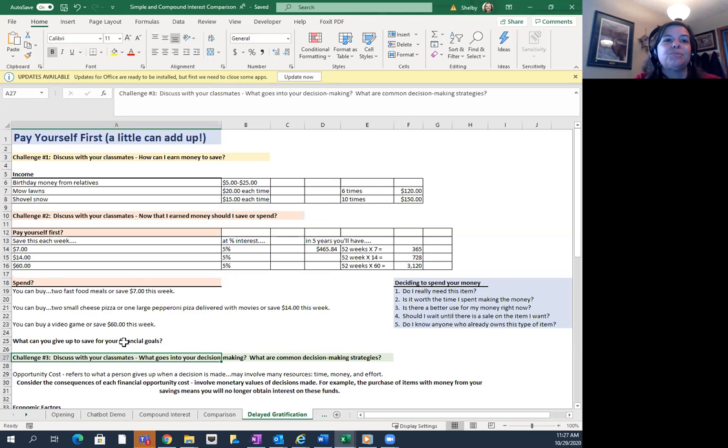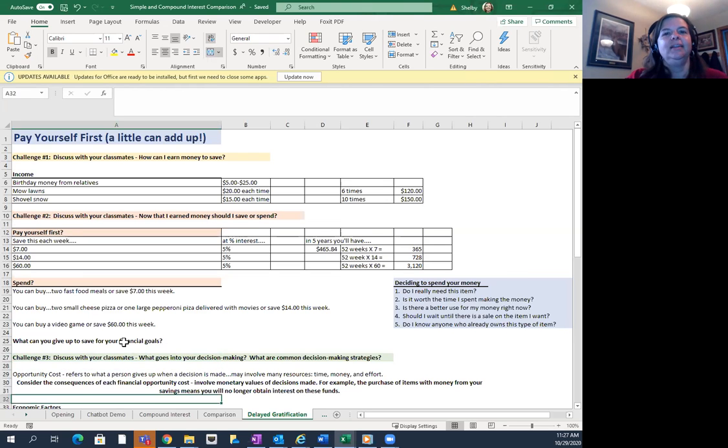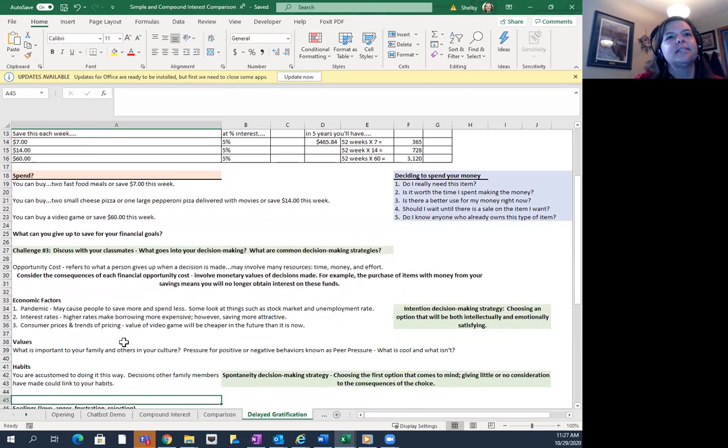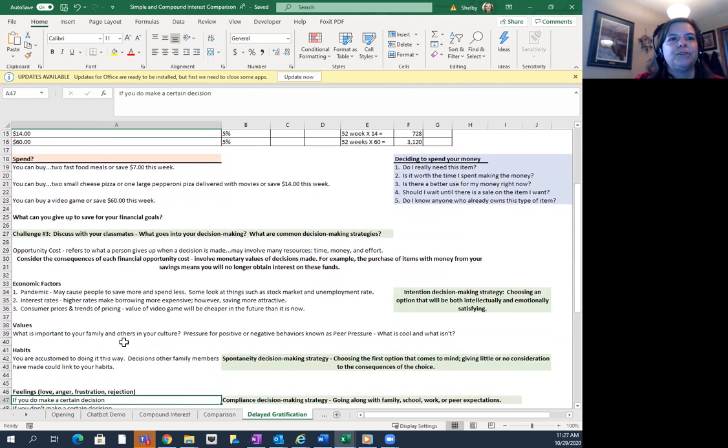Challenge number 3, discuss with your classmates. What goes into your decision making? What are common decision making strategies? So here I know you probably have discussed opportunity costs, but there are also the financial opportunity costs. So that money that whenever you make a decision, it affects or it impacts the purchase of items with money from your savings means you will no longer obtain interest from those funds. So if you spend that money, you obviously aren't going to be gaining that interest.